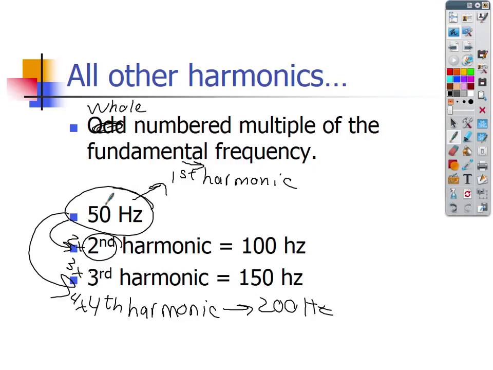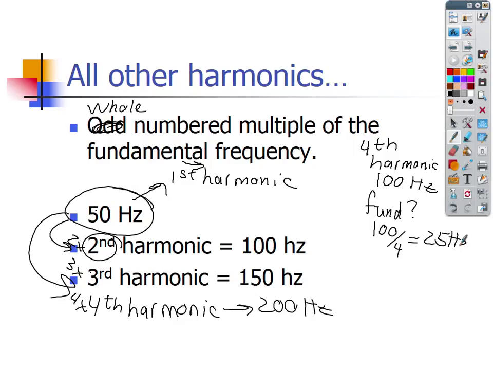Now, I could obviously make you go backwards. I could say, the fourth harmonic has a frequency of 100 hertz. What is the fundamental? Well, if it's the fourth harmonic, this is 4 times the fundamental, so 100 divided by 4, the fundamental frequency is 25 hertz. Okay? So that's the main way I'm going to be asking these questions back and forth with harmonics.